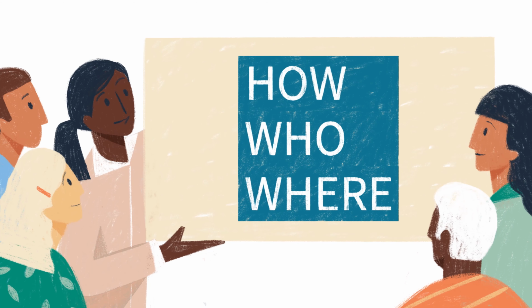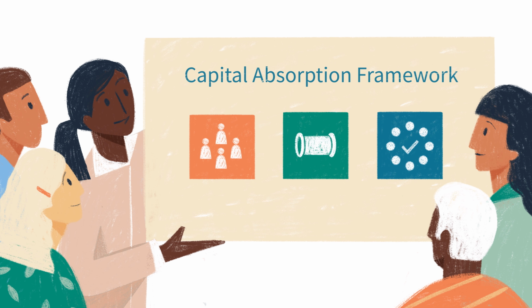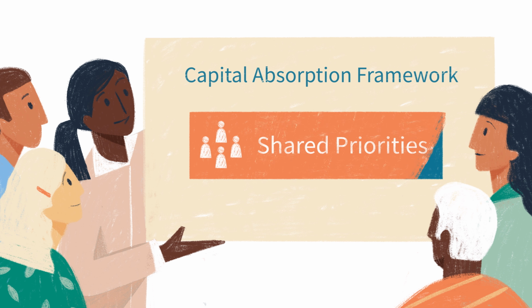To establish these answers and guide their discussion, the Cityville stakeholders used the capital absorption framework. This framework highlights 3 functions that are critical to effective community investment systems. The first function is articulating shared priorities.